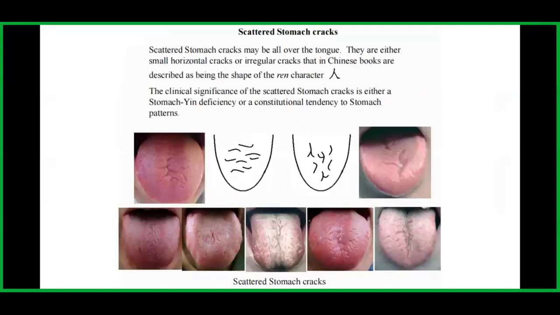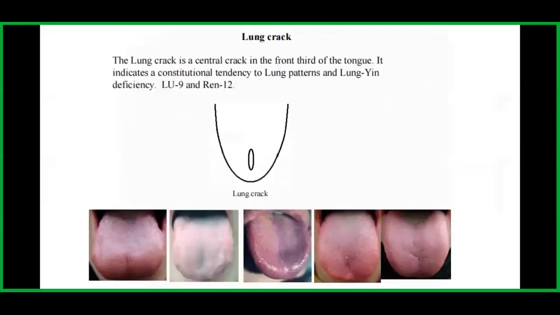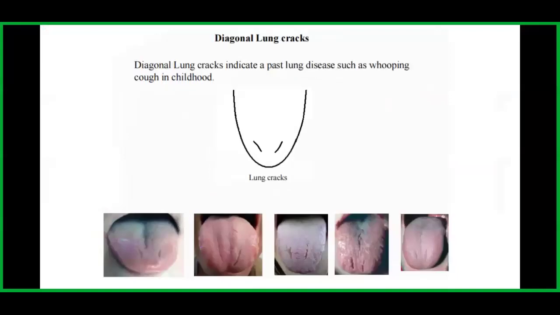The lung crack is a central crack in the front third of the tongue. It indicates a constitutional tendency to lung patterns and lung deficiency. The diagonal lung cracks indicate a past lung disease, such as whooping cough in childhood. So you can see here in these pictures.